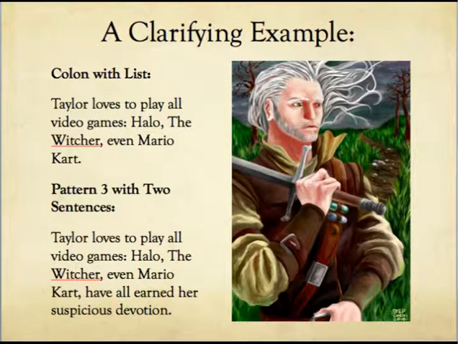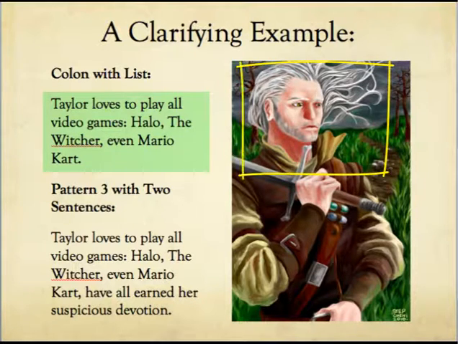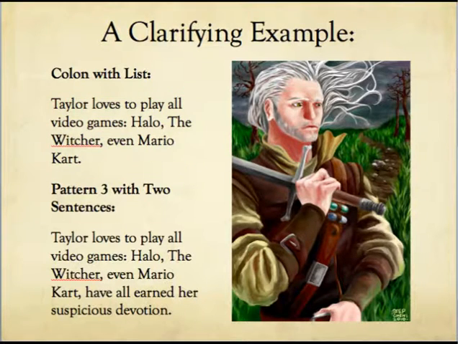Maybe a clarifying example would help here. Our first sentence has a colon with a list after it. Taylor loves to play all video games: Halo, The Witcher, even Mario Kart. You see pictured here, Geralt of Rivia, the star of The Witcher. We have a nice little list after our first sentence. We use a colon. It is not sentence pattern number 3. The second part is sentence pattern number 3, with two sentences on either side of the colon. Taylor loves to play all video games: Halo, The Witcher, even Mario Kart have all earned her suspicious devotion.